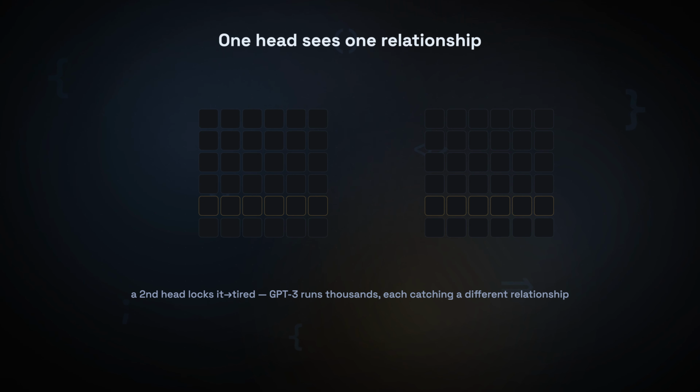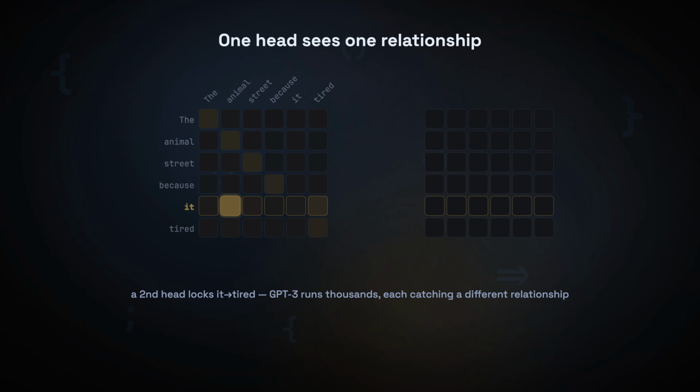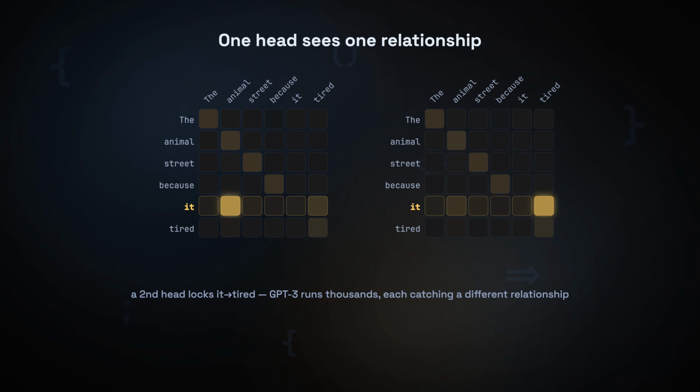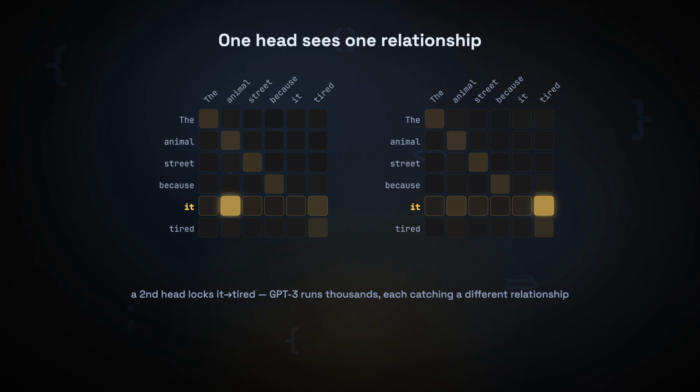But I've been hiding something, and it's the perfect cliffhanger. The head we just built learned one relationship: pronoun finds its noun, it points to animal. Yet it also relates to tired, the reason it didn't cross. A single head can't track both at once. So real models run a second head in parallel that locks onto tired, and a third, and a fourth. GPT-3 runs over 9,000 of these little looking-around operations at the same time, each in its own subspace, each catching a different kind of relationship. Watch a second grid slide in, then a stack of them fade back into the distance.